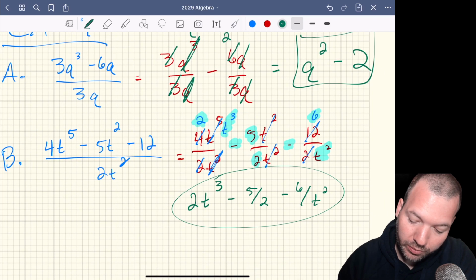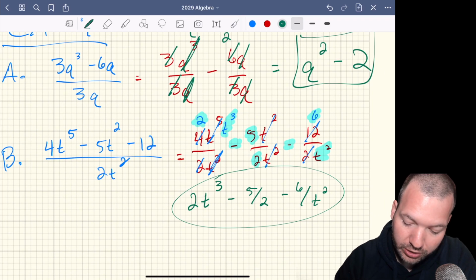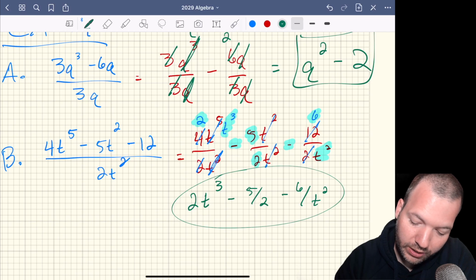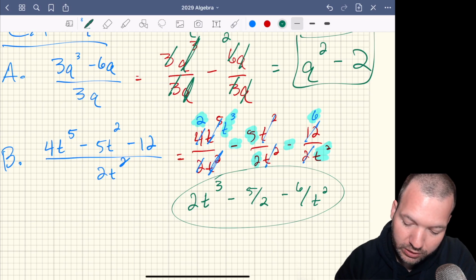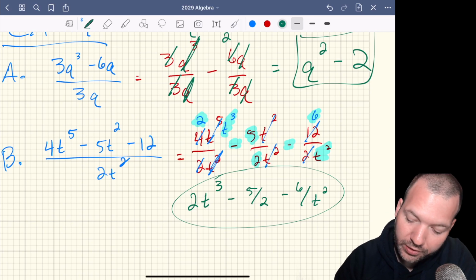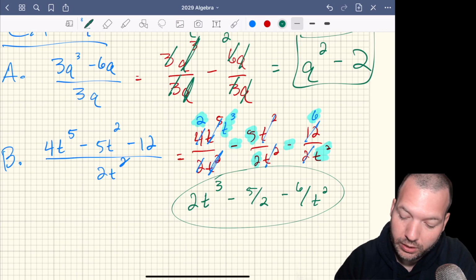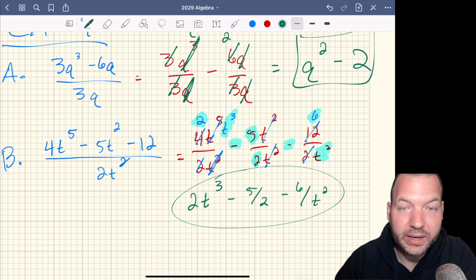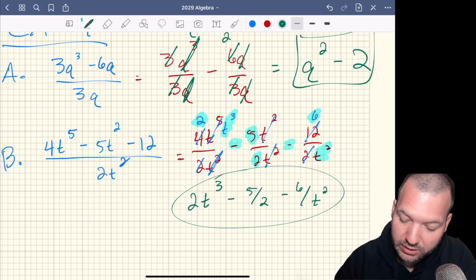Check Your Progress 1B, we split it up into 3 fractions. 2 and a t squared cancel out of the first expression. The t squareds alone cancel out of the second fraction. And then the 2 and the 12 have a common factor that cancels in the third expression. I've highlighted what gets left over here, so we have 2t cubed minus 5 over 2 minus 6 over t squared.